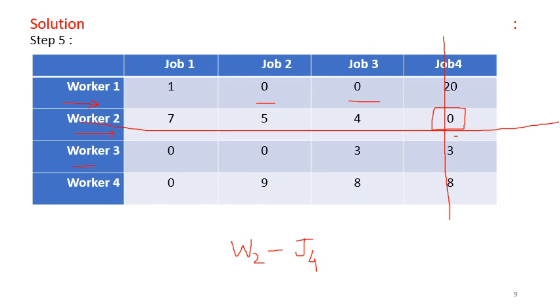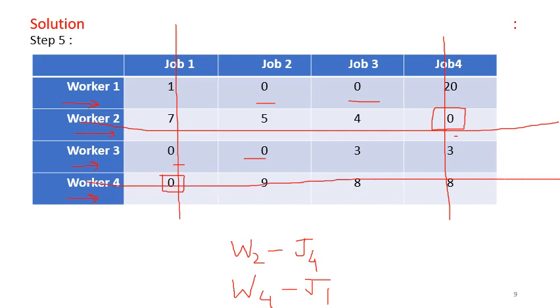When we go to the third row, again there are two 0 values. We'll wait now. Go to the next row, worker 4. In this fourth row, there is only one 0 value. So immediately you will select that. That means worker 4 will be assigned job 1. So job 1 is now assigned to worker 4.